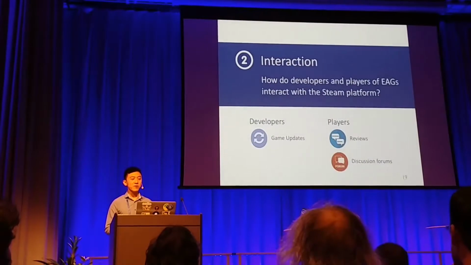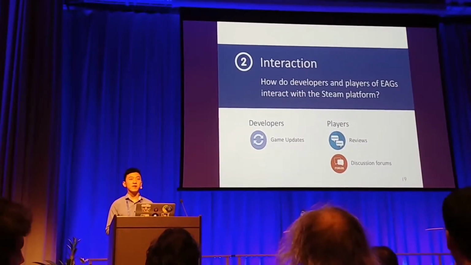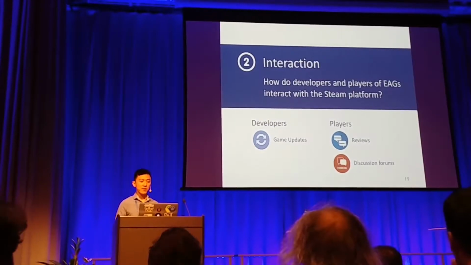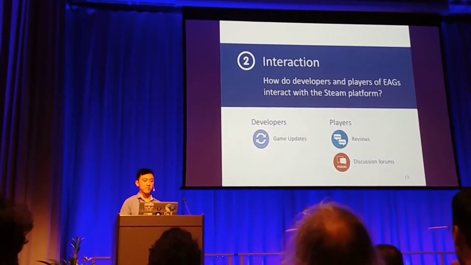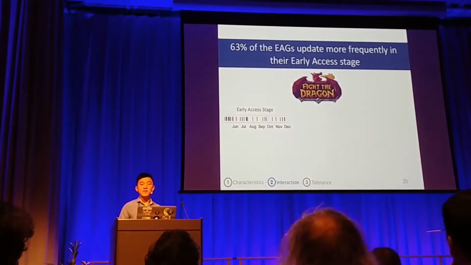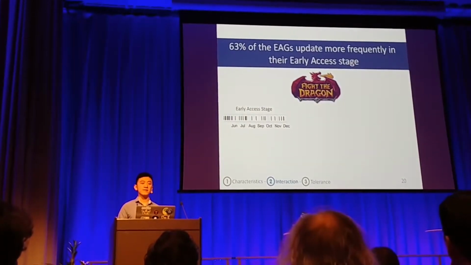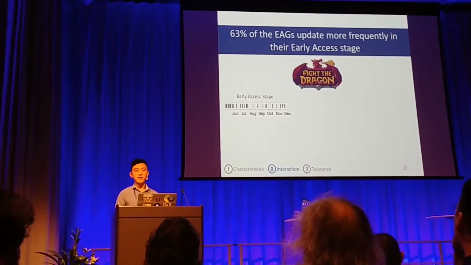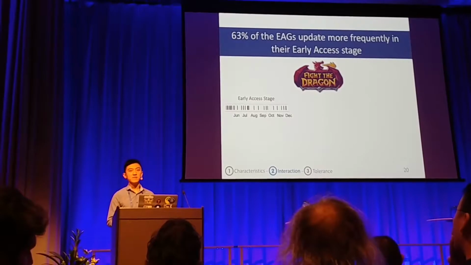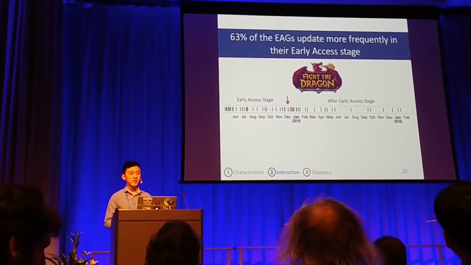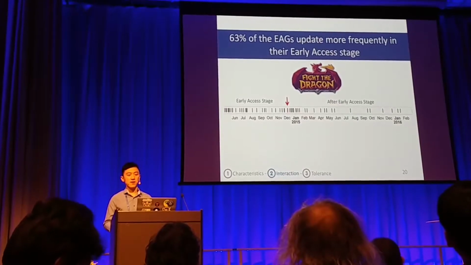So secondly, we look at how the developers and gamers are interacting with the platform to see how the model is used. We look at the game updates from developers and also the reviews and discussion forums from players. And we see that 63% of the early access games update more frequently in their early access stage. So take the example of the game Fight the Dragon. We'll see that after the release as a full game, the update frequency slows down a lot.